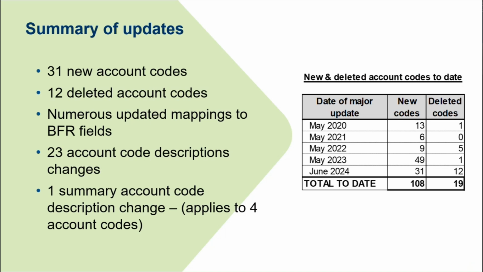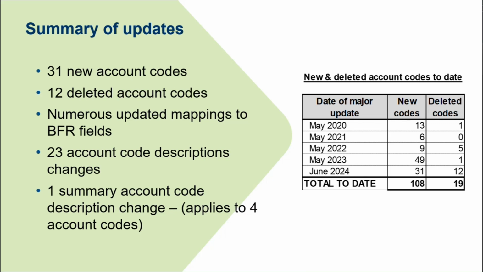So the summary of the updates we have this year: we created 31 new account codes and 12 deleted account codes from last year's chart of accounts. We had numerous updates or mappings to the BFR fields. We have 23 new account code descriptions which were introduced, and one summary account code description change. This summary actually applies to 4 different account codes.